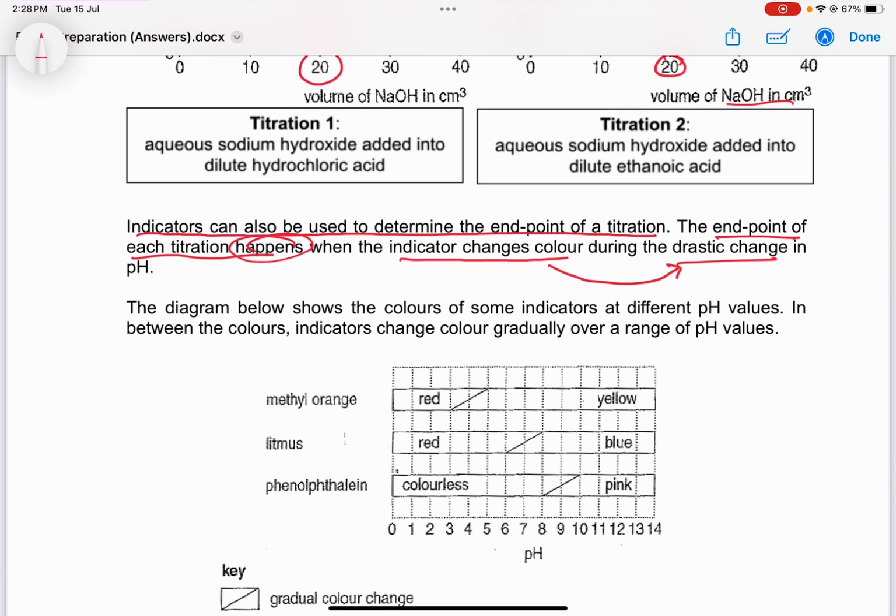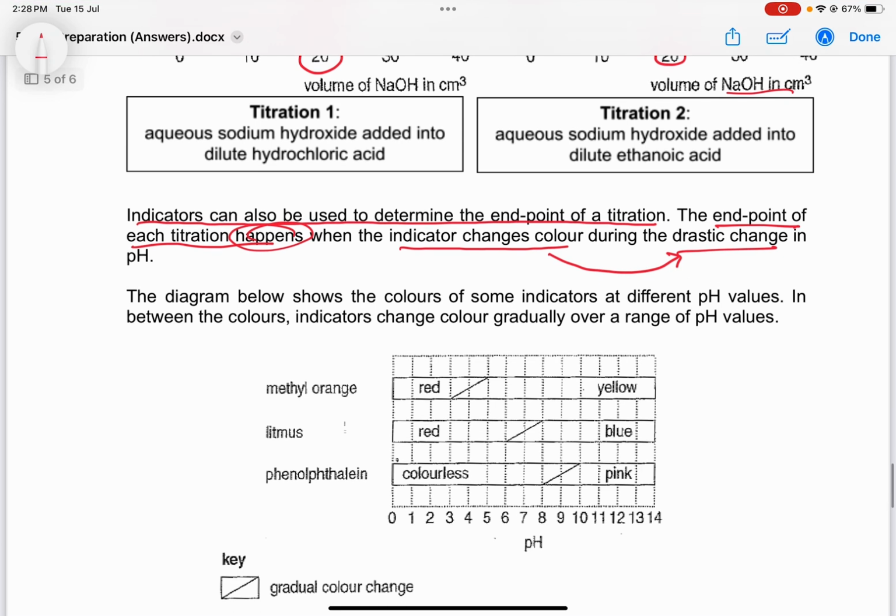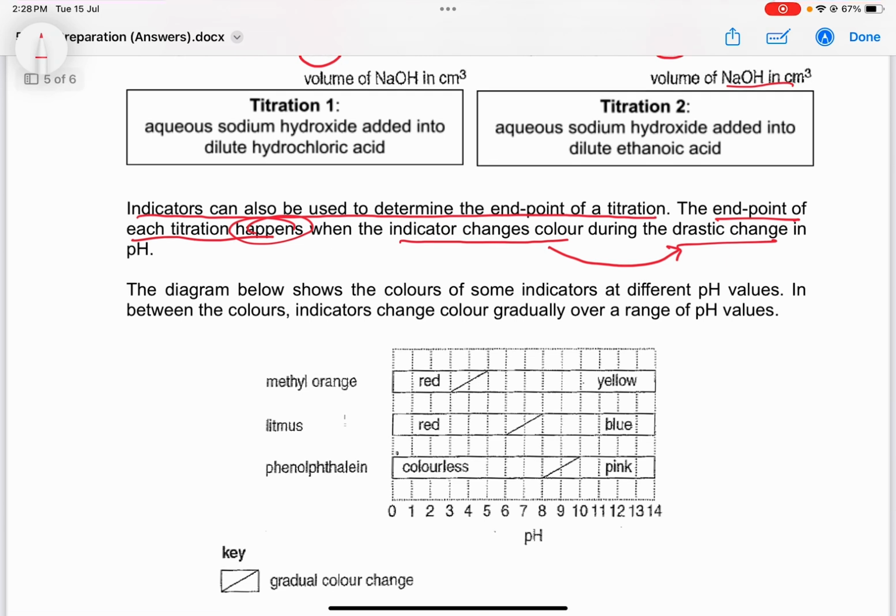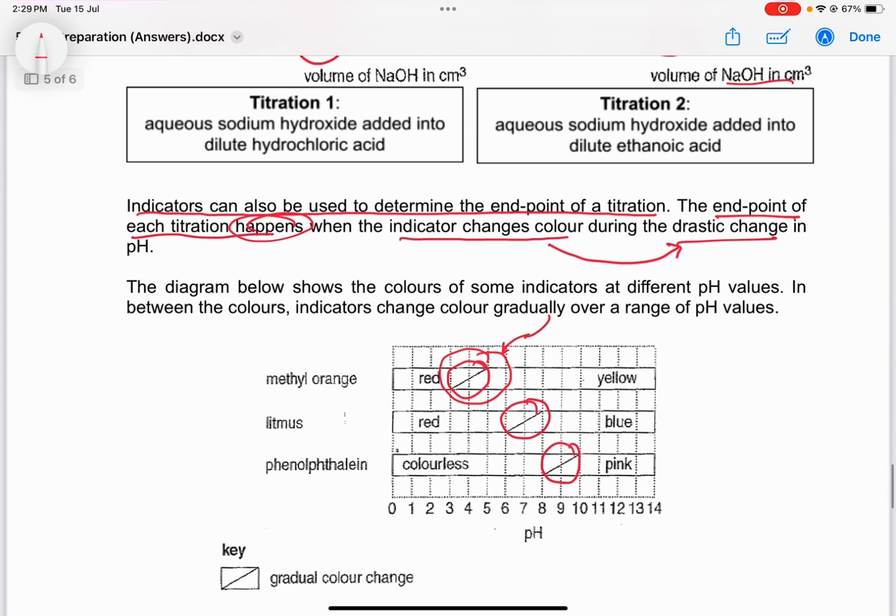Okay, so this is how things are in terms of the pH changing. They say the diagram below shows the colors of some indicators at different pH. In between the colors, indicators change color gradually over a range of pH values. I say again, in between the colors, the indicators change color gradually over the range of pH. So this part here, this part here, this part here, in between the colors.